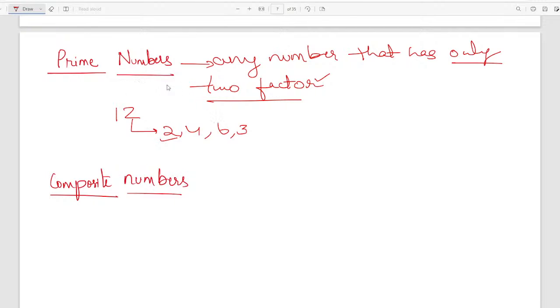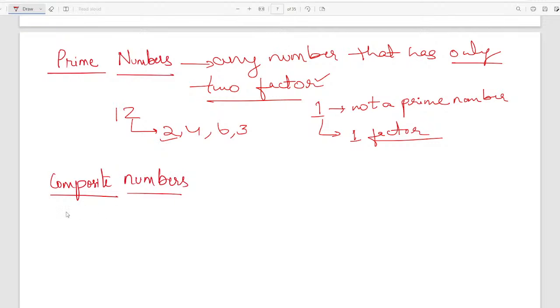So a prime number is a number that has only 2 factors. So 1 is not a prime number. It's not a prime number because 1 has only one factor. 1 doesn't have 2 factors. So what are prime numbers? I'll give you a list of prime numbers till 100.